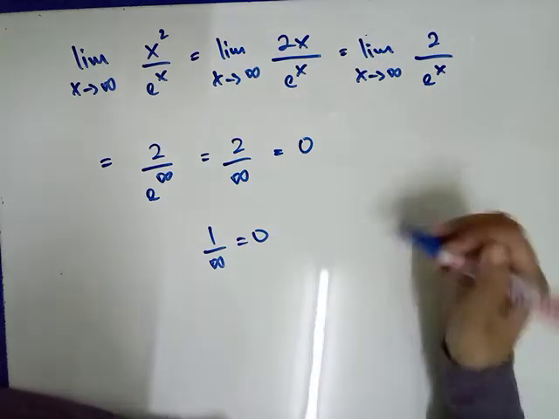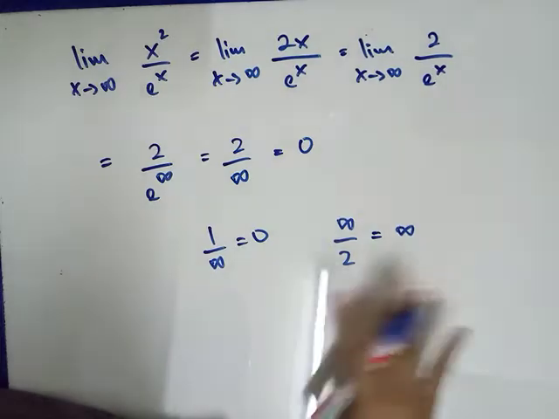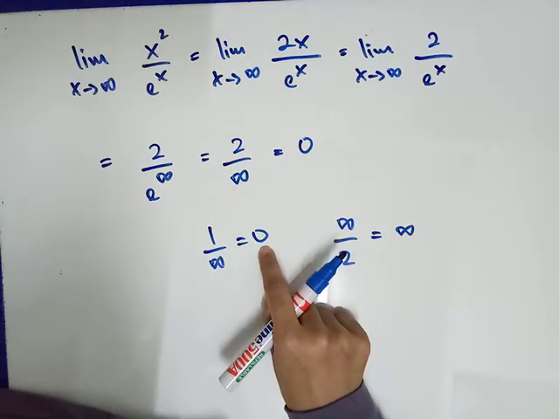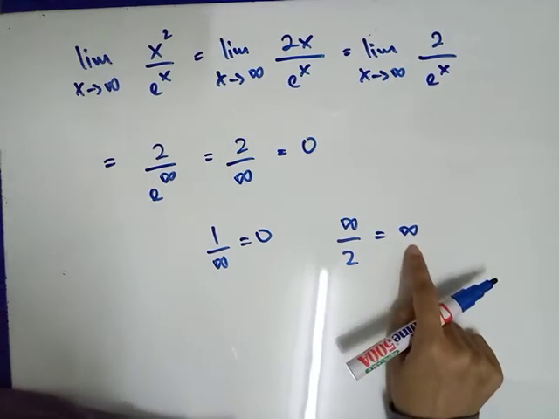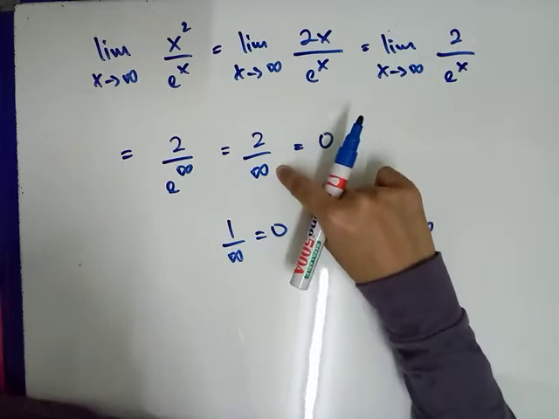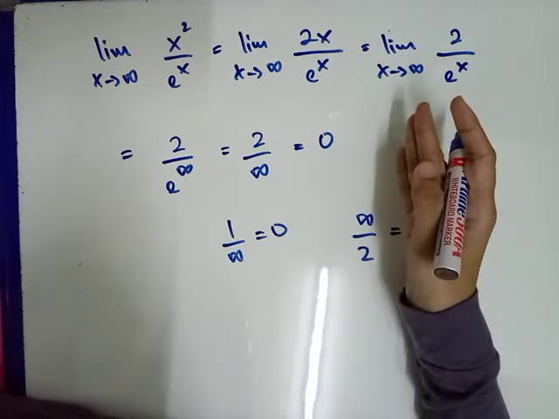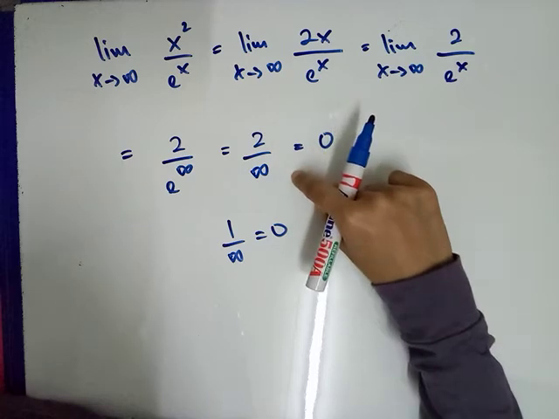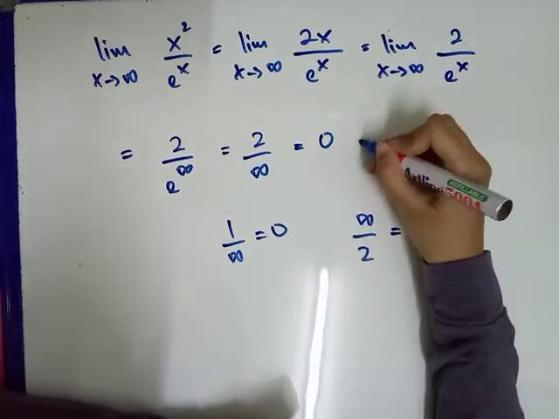But what if infinity over 2? It is infinity. Don't mix them up. 1 over infinity, or any number divided by infinity, is equal to 0. When we have infinity over 2, or infinity divided by any number, it is equal to infinity. Why? Because this one is the denominator, this one is the numerator. When the denominator is infinity, it could be a very large number, but we don't know what the number is. So when we have a numerator that is small compared to the denominator, the answer would be 0. Okay, can you understand now? So the answer is 0.